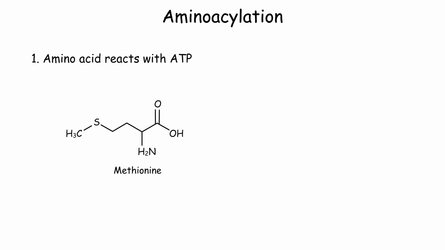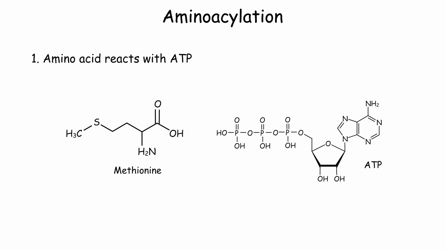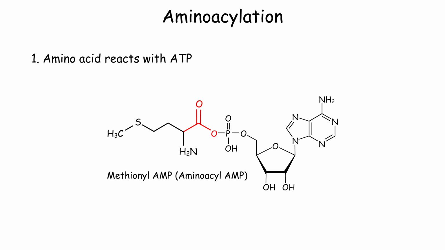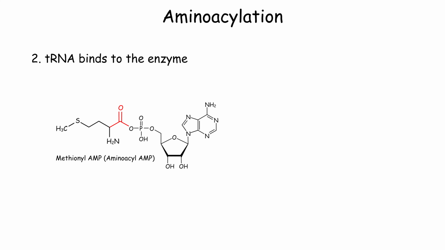First, the amino acid reacts with ATP in the presence of the enzyme. Here, the carboxyl group of the amino acid interacts with ATP, forming an activated intermediate called aminoacyl AMP, while releasing pyrophosphate. In the second step, the correct tRNA binds to the enzyme.